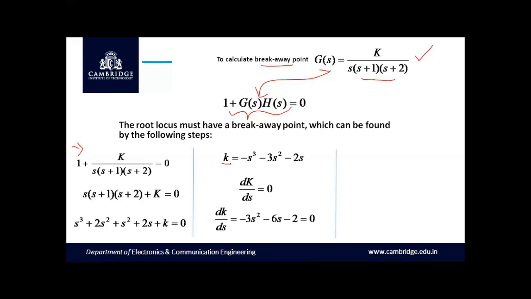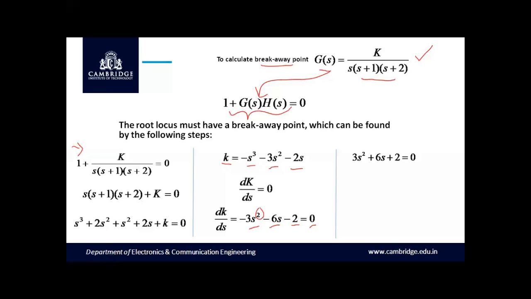That is, we are going to differentiate k with respect to s. Once after differentiating, dk by ds will be equal to, differentiation of minus s cube will be minus 3s square, and differentiation of minus 3s square will be minus 6s, and differentiation of minus 2s will be equal to minus 2. Equate it to 0. As the power of s is 2 here, we get 2 roots from this equation. So let us solve this expression.